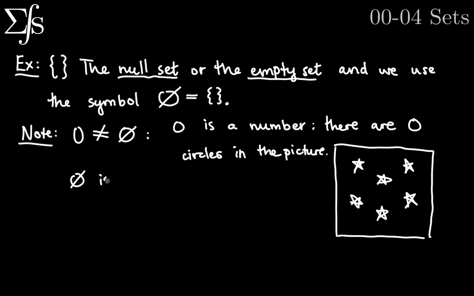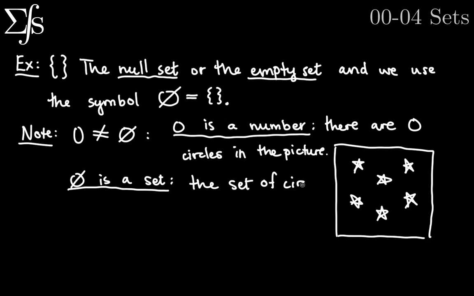The null set is a set. So we were saying 0 is a number. The null set is a set. So it describes the set of circles in the picture is the null set. So there are 0 circles, and the set of circles is the null set. Alright, so that's one way of distinguishing between 0 and the null set.